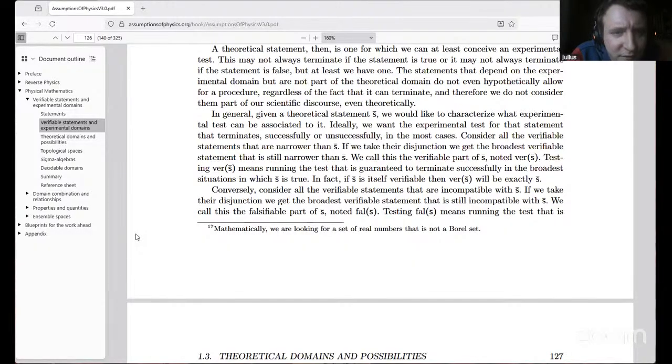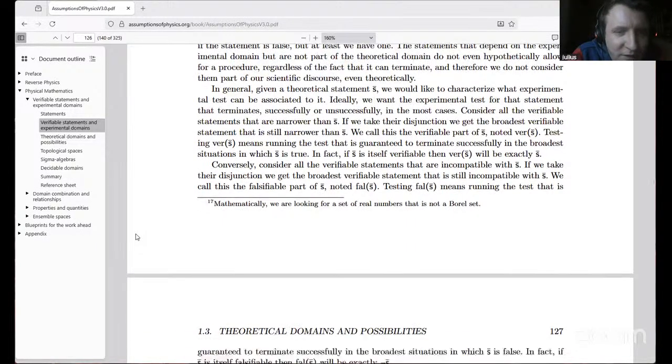Consider all the verifiable statements that are narrower than S bar. If we take their disjunction, we get the broadest verifiable statement that is still narrower than S bar. We call this the verifiable part of S bar, noted ver of S bar. Testing ver of S bar means running the test that is guaranteed to terminate successfully in the broadest situations in which S bar is true. In fact, if S bar is itself verifiable, then ver of S bar will be exactly S bar.